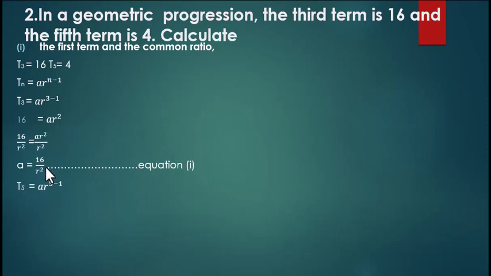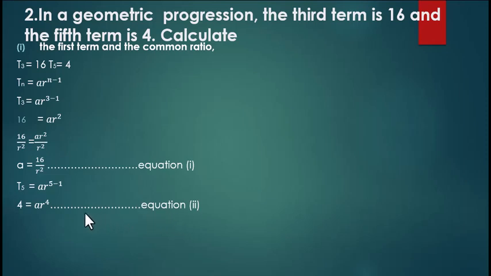So we know that for the fifth term, we have r to the power 5 minus 1. So we get the n to be 5. When we subtract this, we get 4. So we know that our fifth term is equal to 4. So we substitute where there is fifth with our 4 here. Okay, so this becomes our equation 2.